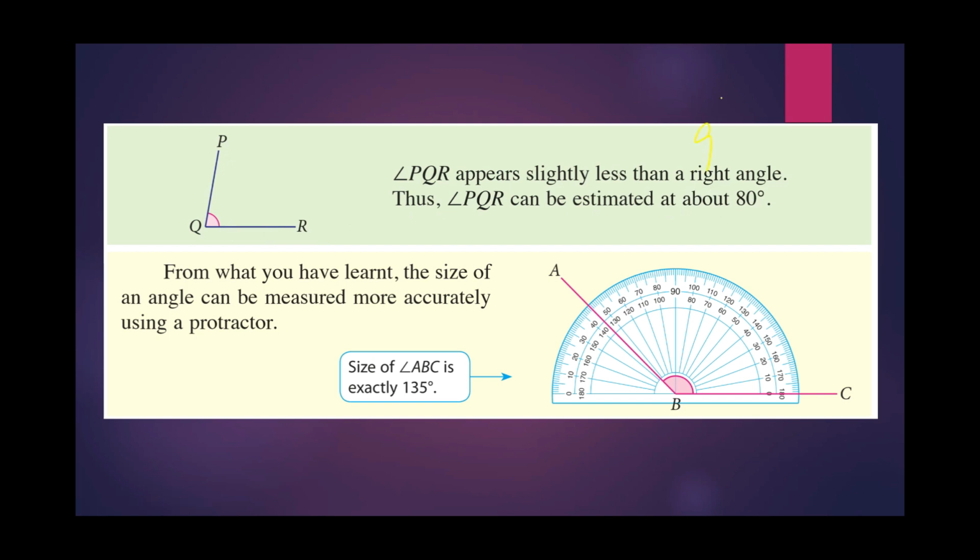So from what you have learned, the size of an angle can be measured more accurately using a protractor. So I'm sure everybody has your protractor, right? This is your protractor. Okay, so this size of angle ABC, if you look at the line here, angle ABC is exactly 135 degrees. Okay, so let's carry on.